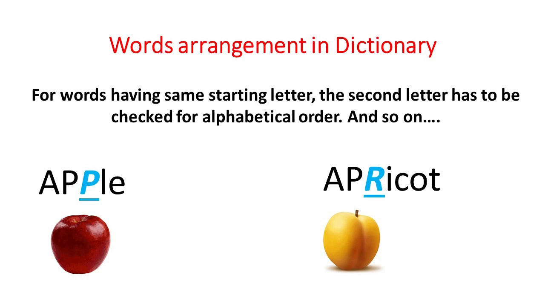For example, when we consider the words apple and apricot, the first two letters of both the words are A, P. Both are same. So we have to consider the third letter, that is P in the case of apple and R in the case of apricot. So the word apple will come before the word apricot in the dictionary.